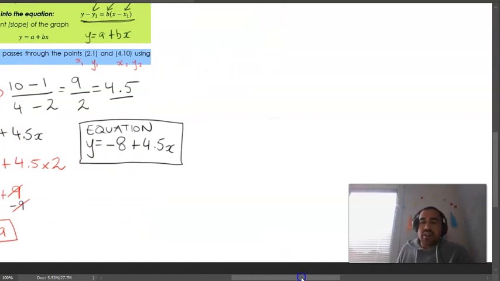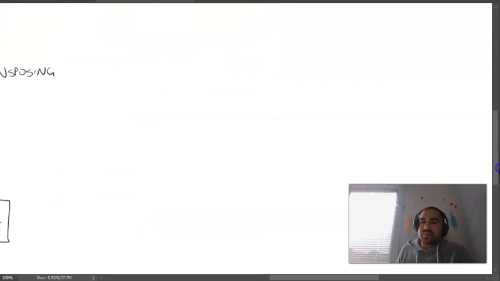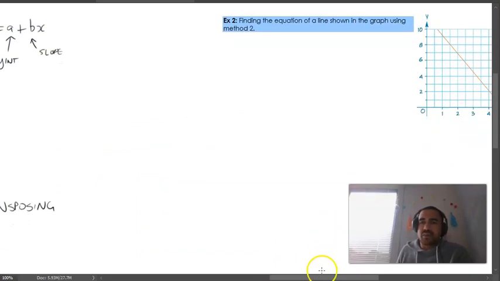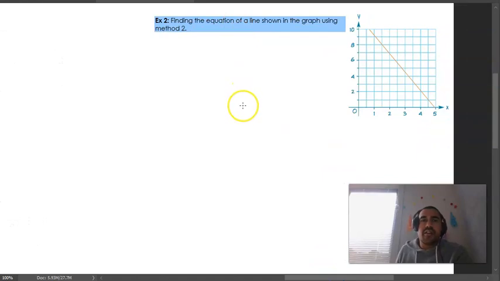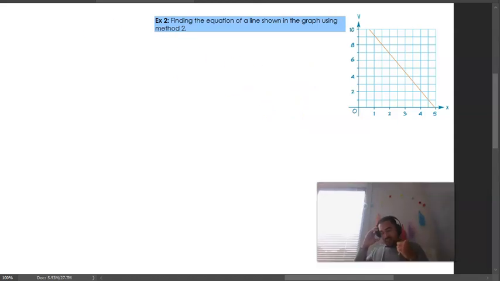Now let's look at the second and final example, and here we have this question. Find the equation of a line shown in the graph using method 2. This is one of those questions where you're totally in the dark, because no points are given, no y-intercept is given. You kind of have to figure out 2 points to use and substitute them into an equation. Okay? Alright, so apologies, phone's just getting a bit annoying. Find the equation of a line in the graph using method 2.